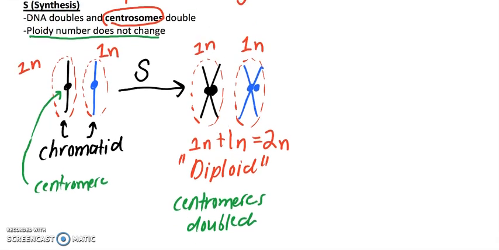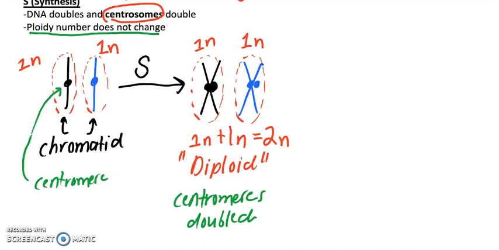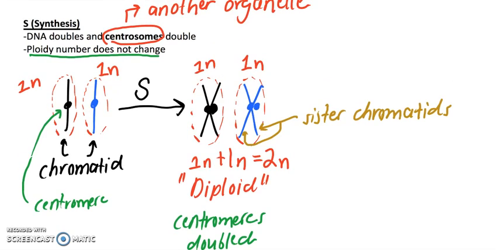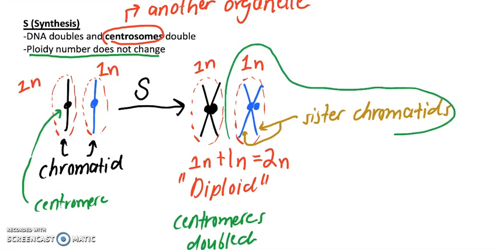Okay, so more on the naming. So now these two structures, we can call them sister chromatids to each other. So these two guys, they are sister chromatids. Or we can call this entire structure, which consists of all that, a chromosome.